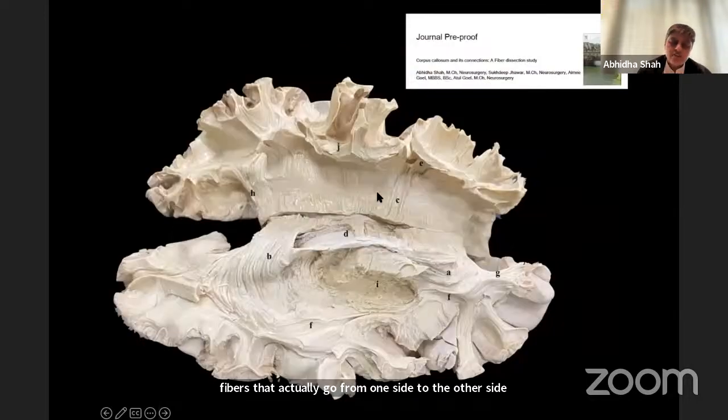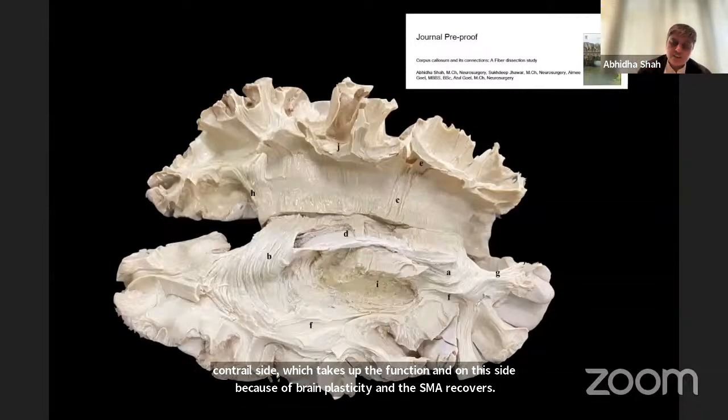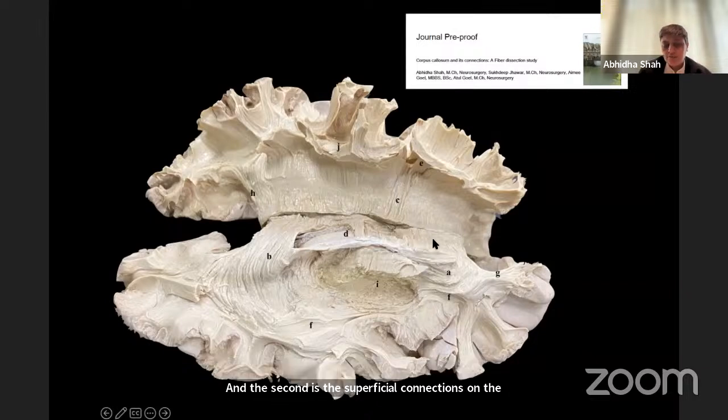So basically, when you do get the SMA syndrome, there are two things that cause the recovery of this. One is these callosal connections that connect the contralateral side, which takes up the function, and on this side, because of brain plasticity, the SMA recovers. And the second is the superficial connections on the surface of the hemisphere that I showed you. So some of these fibers may get recruited, and I think they would help in recovery of the SMA syndrome.